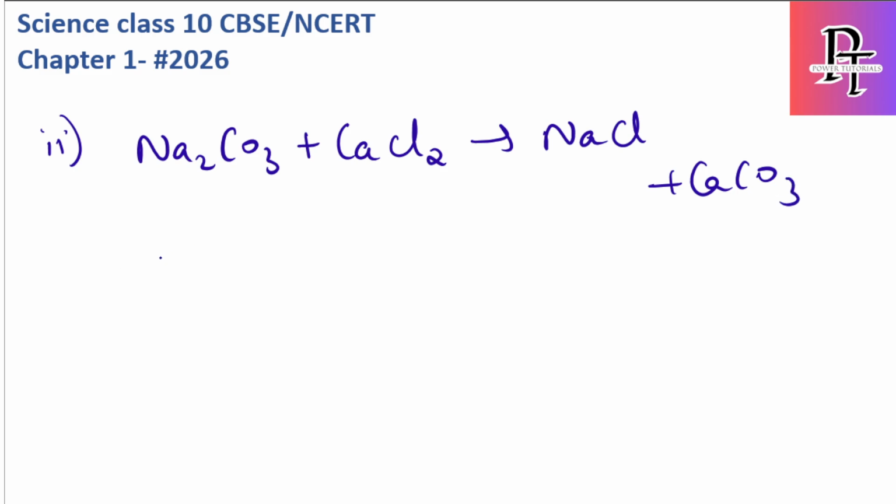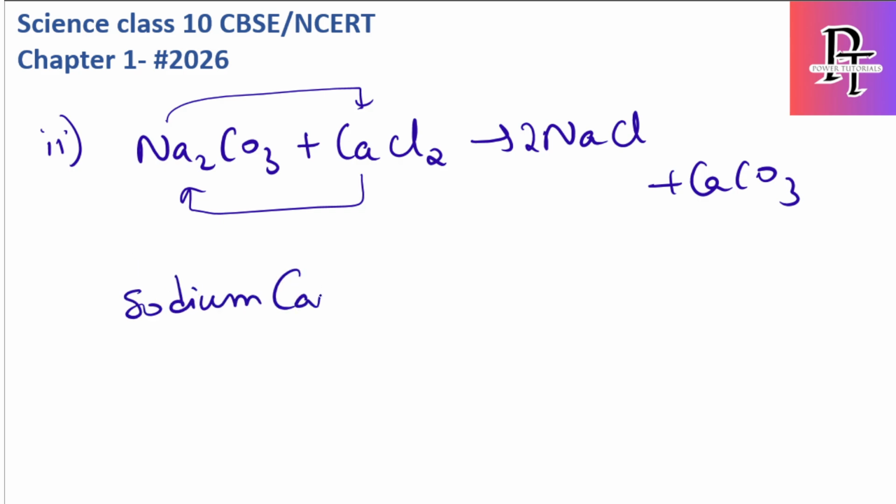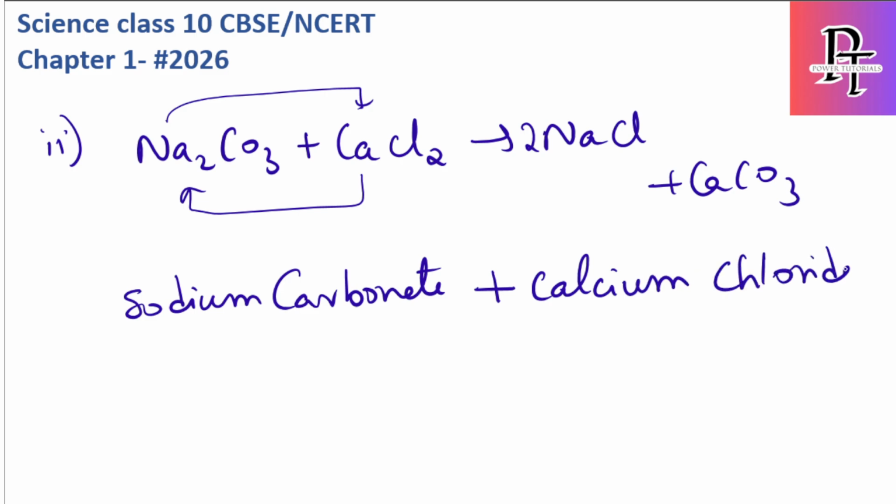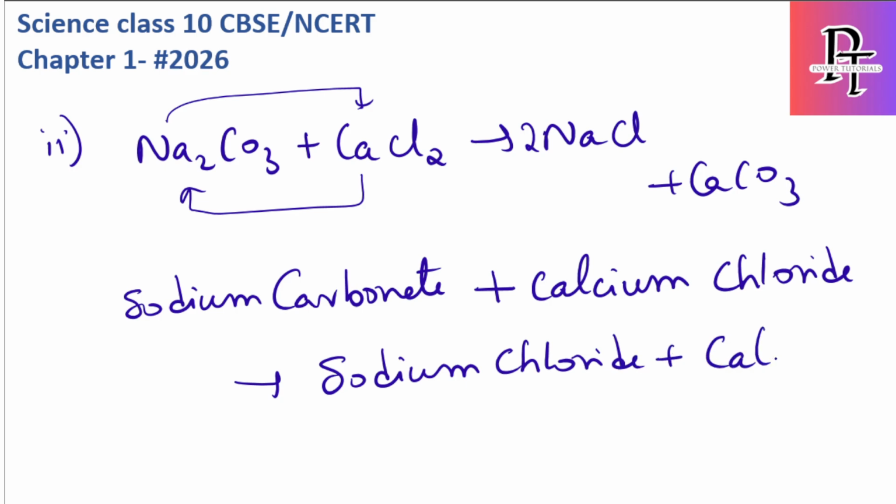So this is another example of double displacement, where you can see sodium and calcium are interchanging their positions. And to balance it, it is 2 NaCl, and calcium chloride. Yes, that's it. So sodium carbonate plus calcium chloride gives rise to sodium chloride and calcium carbonate.